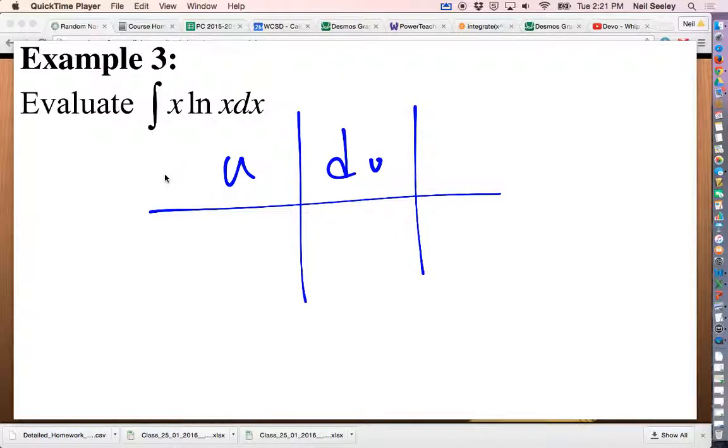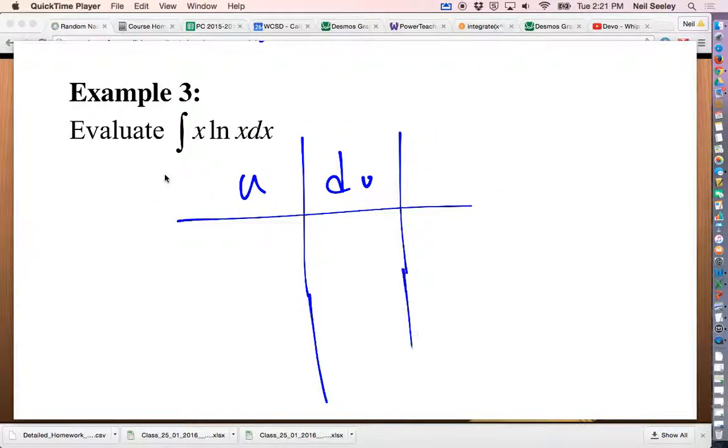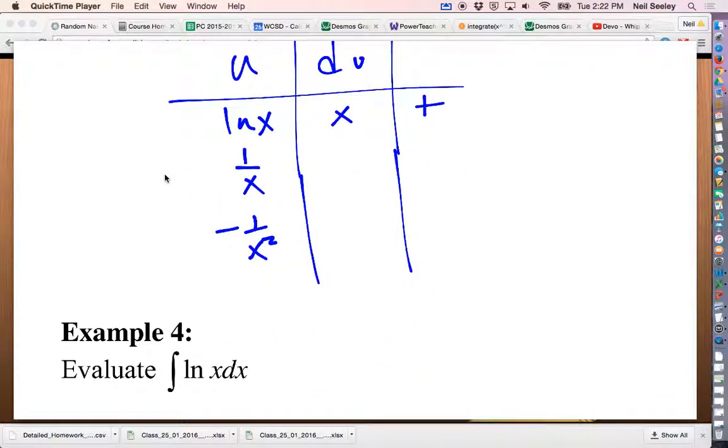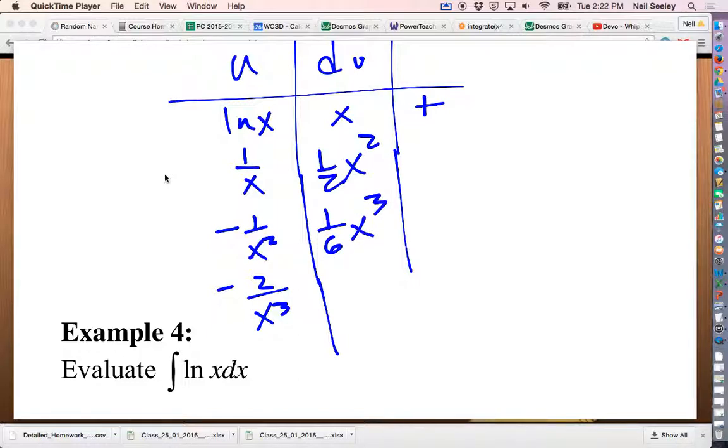Here goes. So let's do another log. We know log's trouble. Nothing but trouble. Ln of x. We got x. Start with a plus. And we all know it's going to be 1 over x. And it's going to be negative 1 over x squared. Oh my word. And then it's going to be negative 2 over x cubed. It just keeps going, and it's 1/2 x squared. And then it's 1/6 x cubed, or something like that. Just never ends. So when do you stop? As soon as you can integrate.